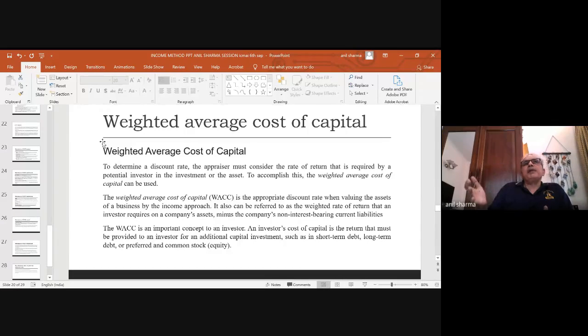So suppose a power plant is set up with 70%, 75% debt and equity. The cost of capital will give you the discounted rate of return that you need to use in the denominator.